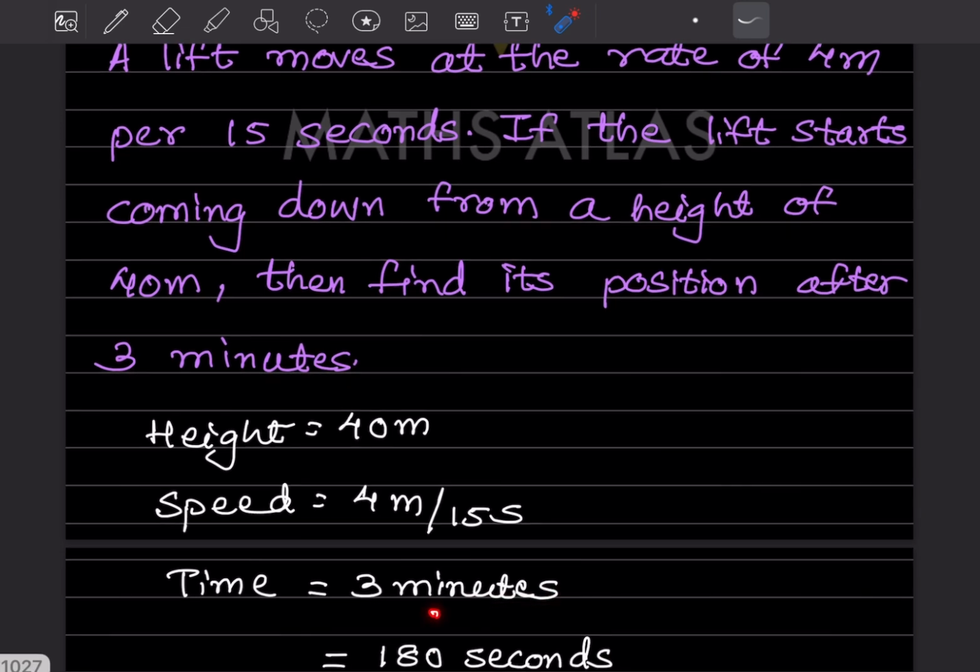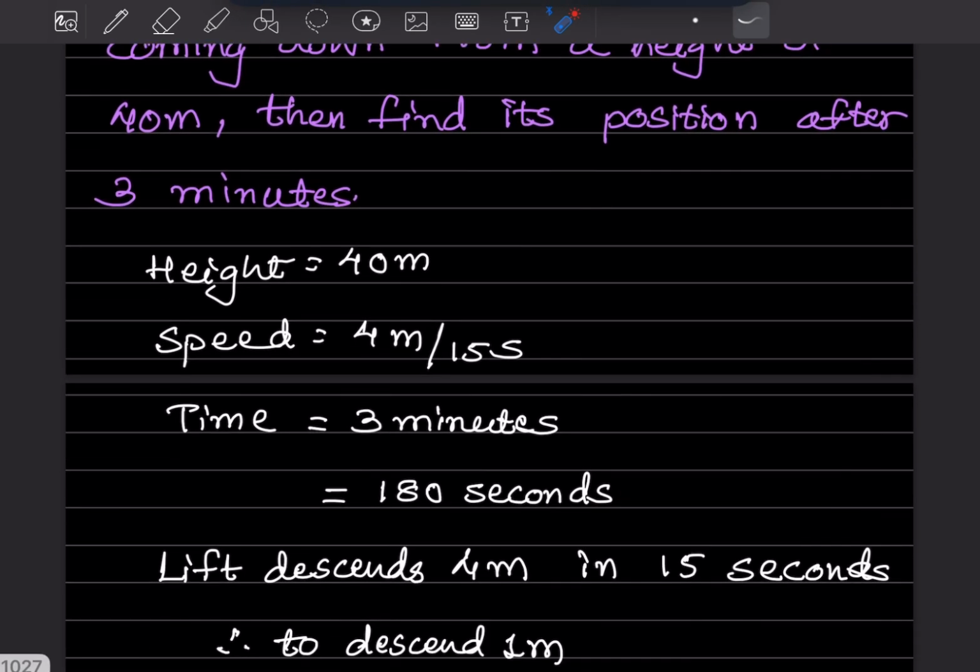So first thing, what will you do? You will convert this also to seconds. So 1 minute is 60 seconds. So 3 minutes will be 180 seconds. So this is the important step. So now they have given this, the lift descends, that is the 4 meter in 15 seconds.